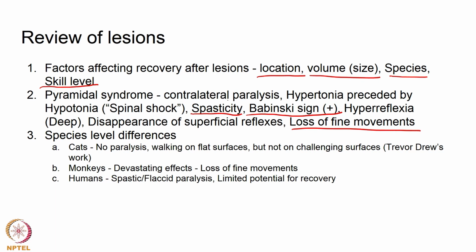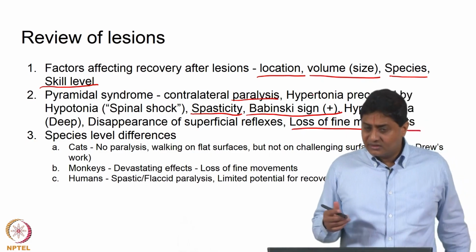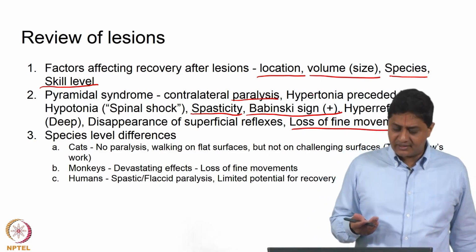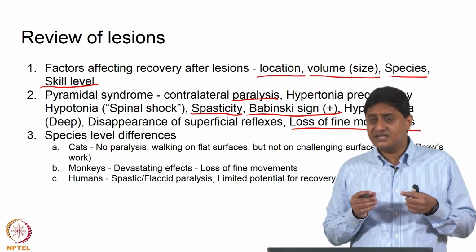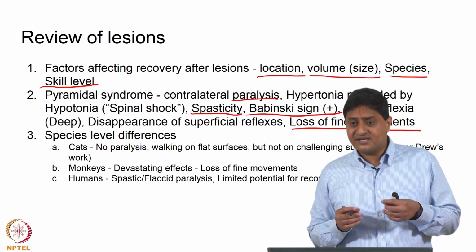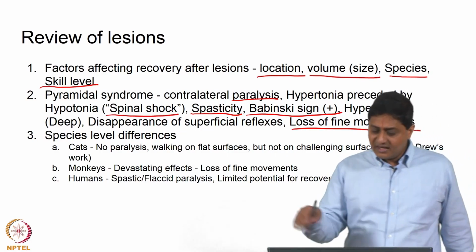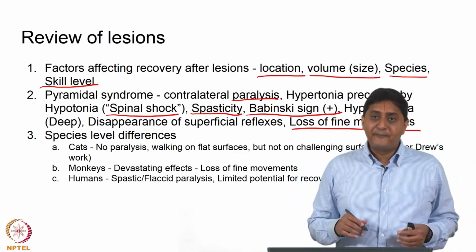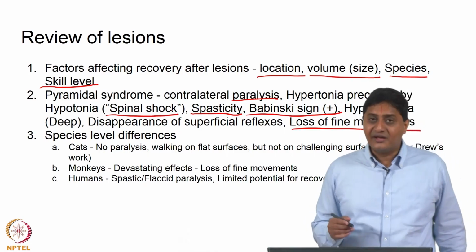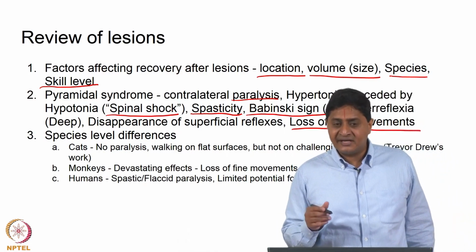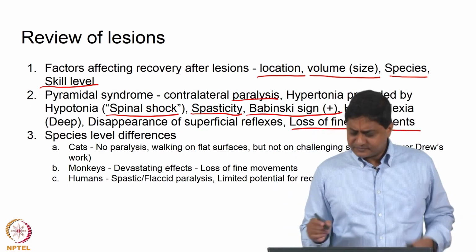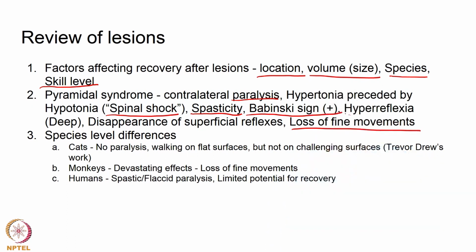Then other things such as contralateral paralysis, then hypertonia and increased tone, which is usually preceded by hypotonia. As soon as there is a lesion, there is an initial period of spinal shock during which there is decreased tone or hypotonia first, then this is followed by a period of abnormal or high tone called hypertonia. Then there is increased deep reflexes called hyperreflexia, and practically disappearance of the superficial reflexes. This is what we have seen in the previous class.